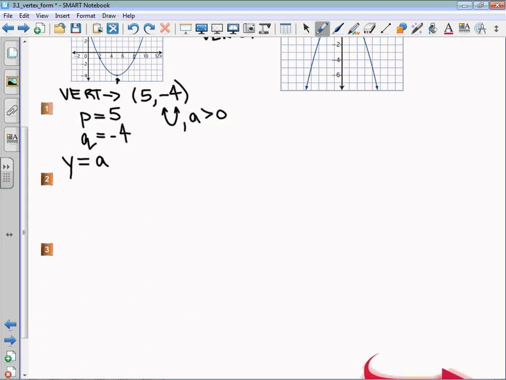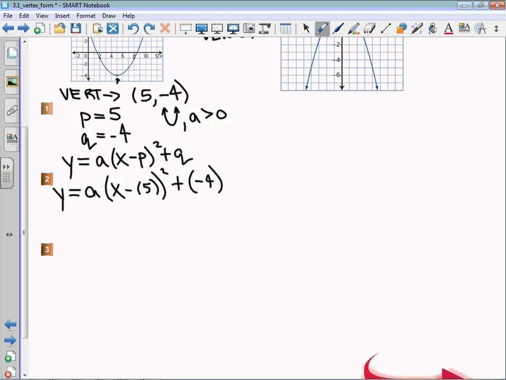Y is equal to A times (X minus P) squared plus Q. I'm going to substitute in the value of P and Q. I get that Y is equal to A times (X minus 5) squared plus -4. And then what I'm going to do is I'm going to go back and look at my graph and find any other point on the graph that's not the vertex.